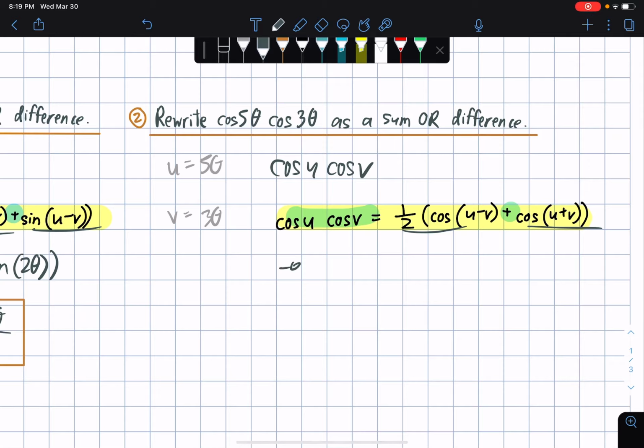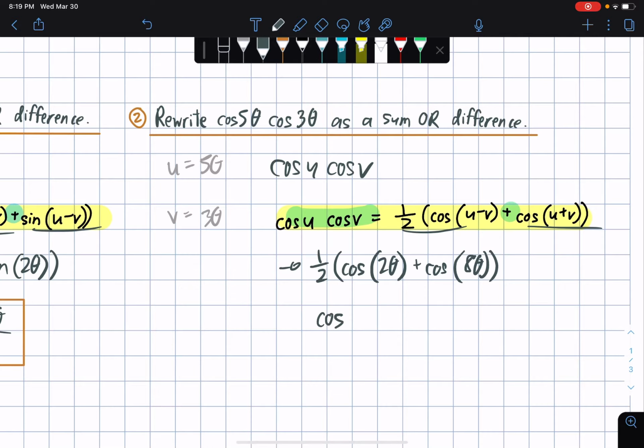So let's substitute the values now. 1 over 2. I'm sorry about the dog barking. Anyways, cos times the quantity u minus v, which is 5 minus 3, 2 theta, plus cos times the quantity u plus v, which is 8 theta.